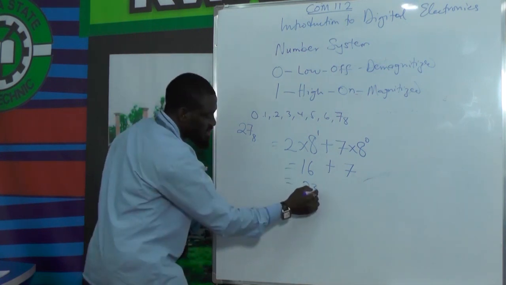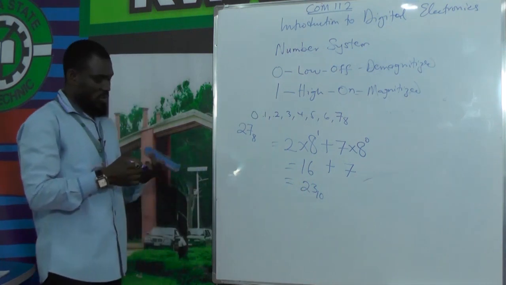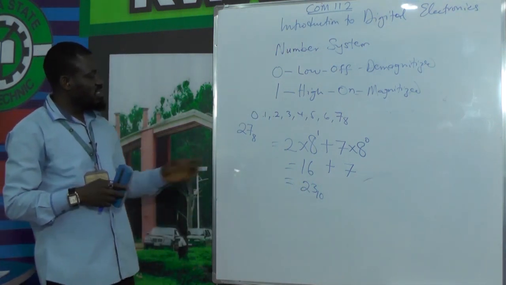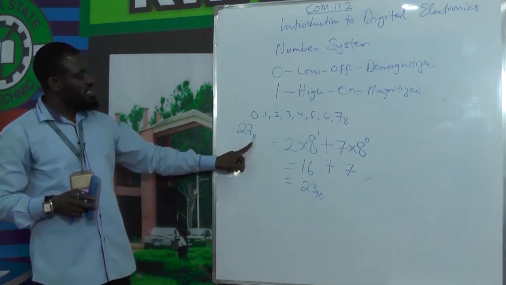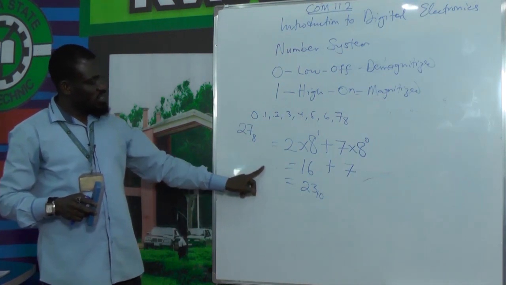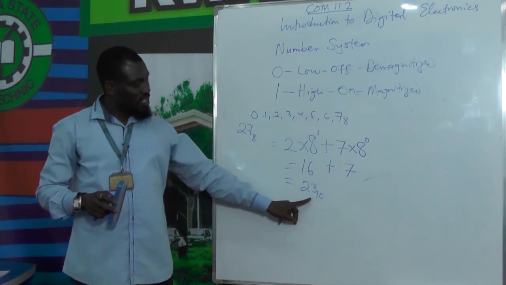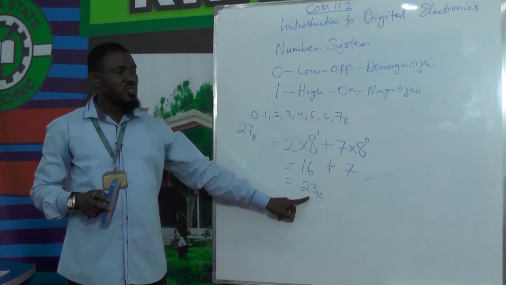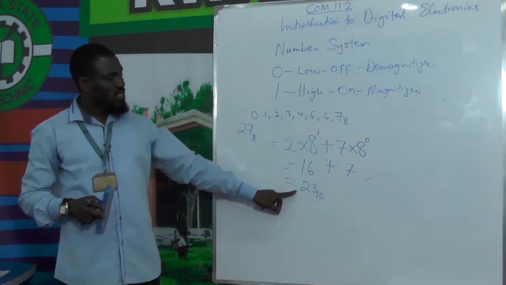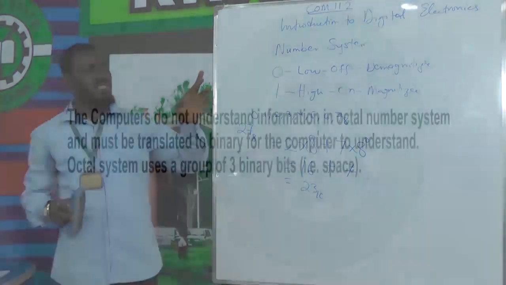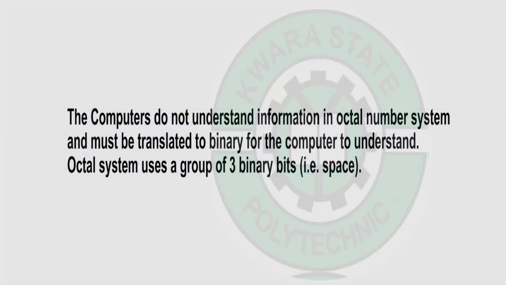23 base 10. So that is to tell us that you can see the figure in base 8, the figure increased, but to the base 10, it is 23. So we should take note of all this. Computers do not understand information in octal number system and it must be translated to binary for the computer to understand.